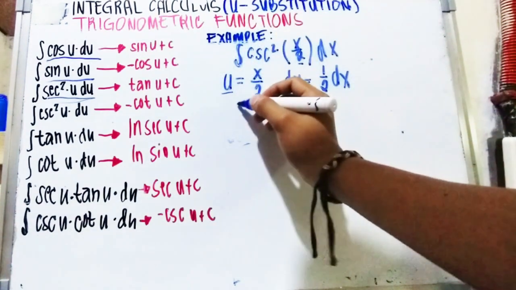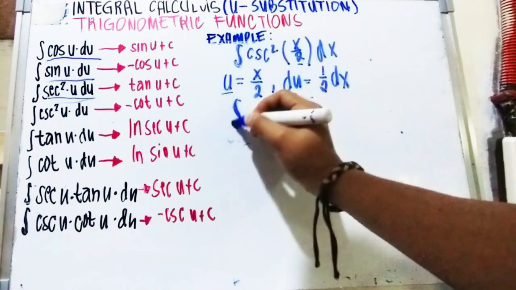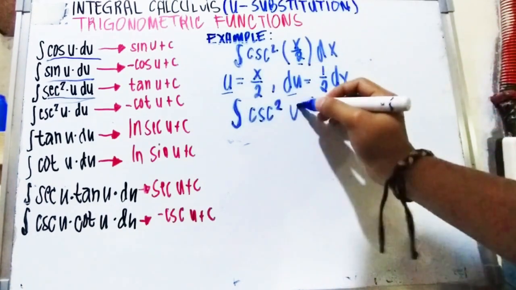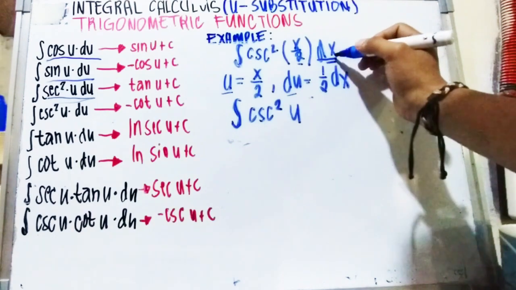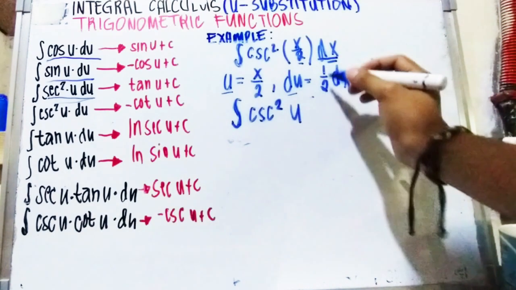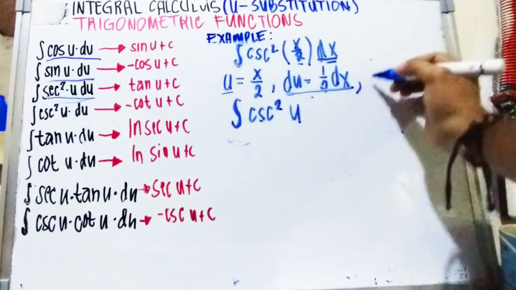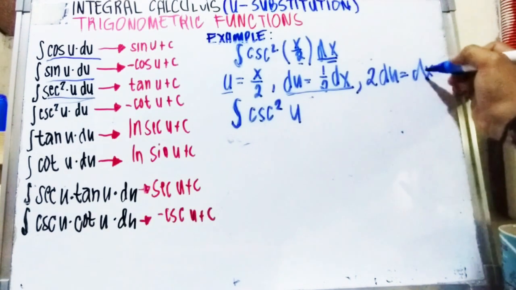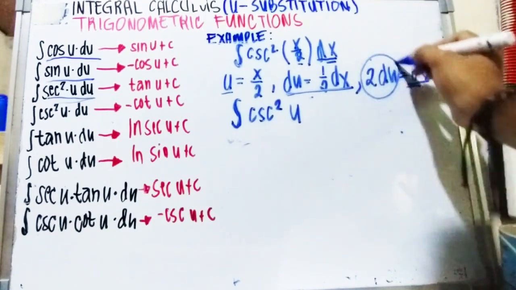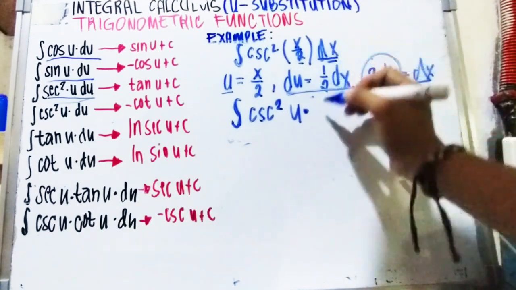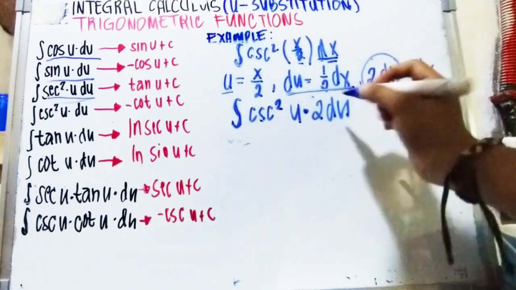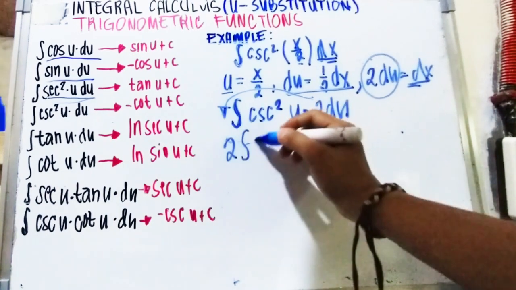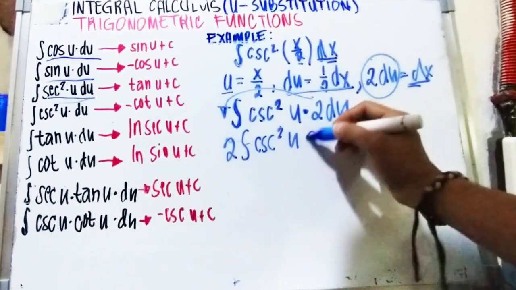Next, rewriting our original function, cosecant squared. Again, yung x over 2 is our u. Then, what is the value for our dx? Notice that du is equals to 1/2 dx. Evaluating this one, magiging 2 du is equals dx. Our value for dx is 2 du. Therefore, dx is 2 du. Labasin natin to, magiging 2 integral of cosecant squared u du.